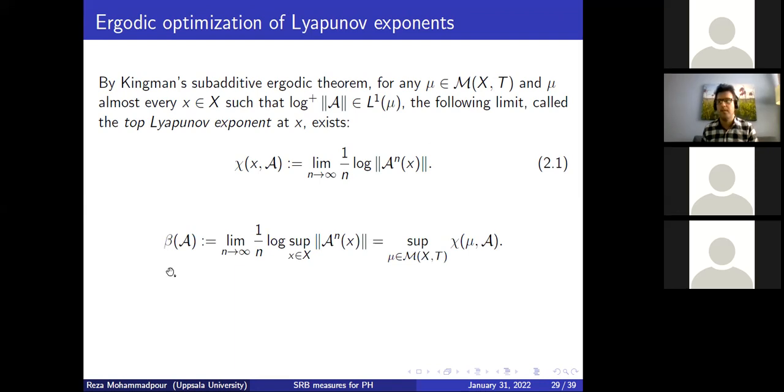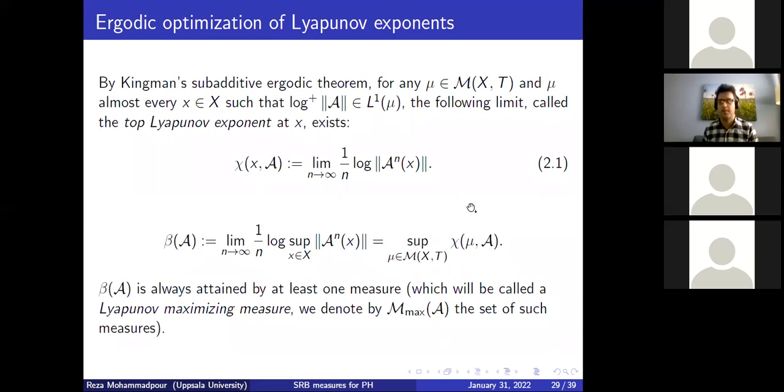So we define the maximal Lyapunov exponent, beta, which is the limit of 1 over n log of the supremum over x in the compact metric space of the norm of A_n(x). And that is equal to the supremum of the Lyapunov exponent of mu over the space of T-invariant Borel probability measures. Since the Lyapunov exponent is upper semi-continuous in the measure, and the space of T-invariant Borel probability measures is compact and convex with respect to the weak-star topology, the supremum is always attained, and such a measure will be called a Lyapunov maximizing measure.